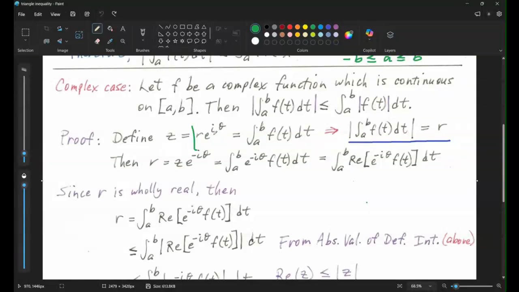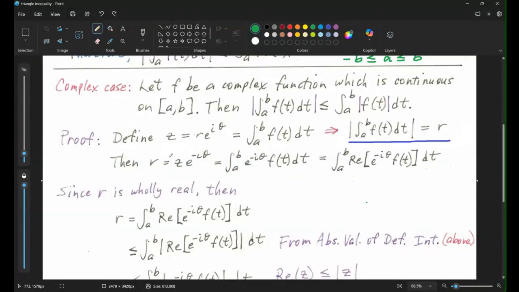Now, what we're going to do is multiply through. We're going to multiply through this with e to the negative i theta. We're just going to multiply through by this thing, and so that's going to get r alone. It's going to give us this in place of this, and this in place of this. Okay, so r equals this, which equals this, which equals this.